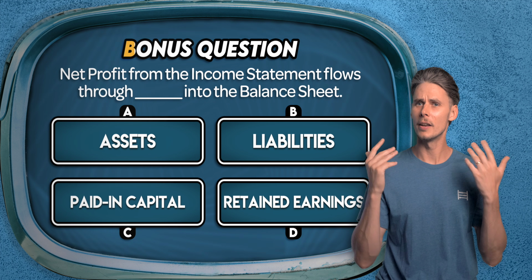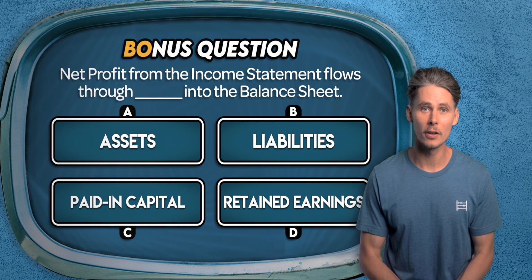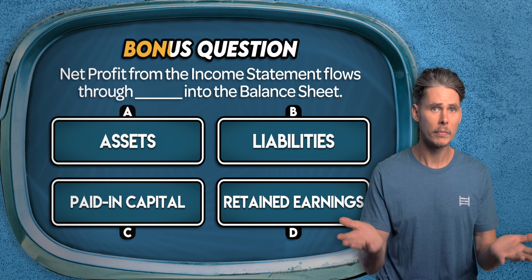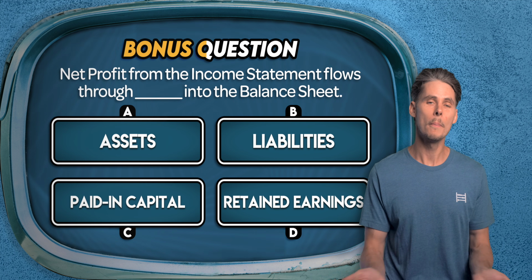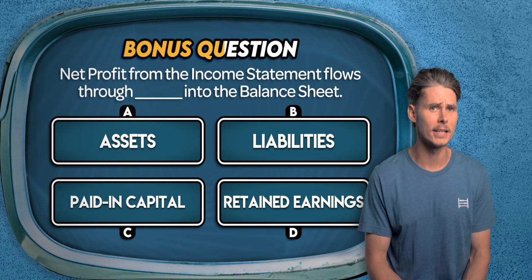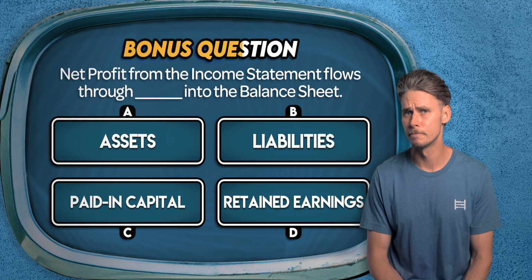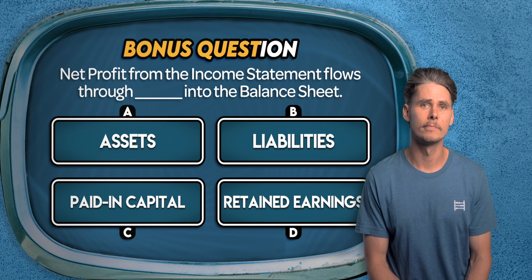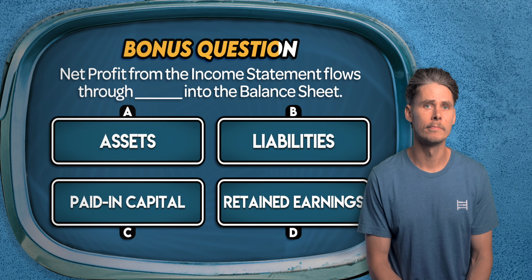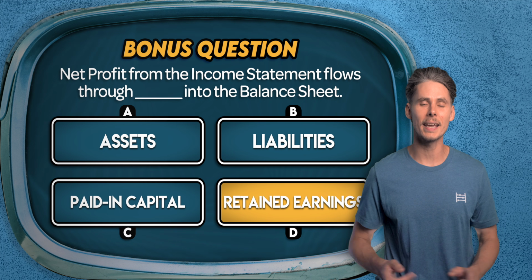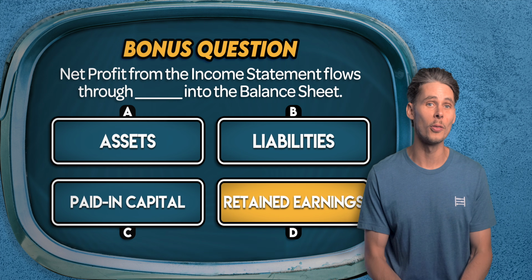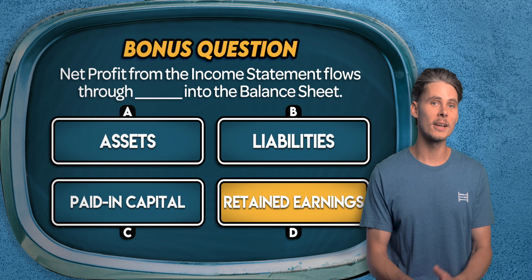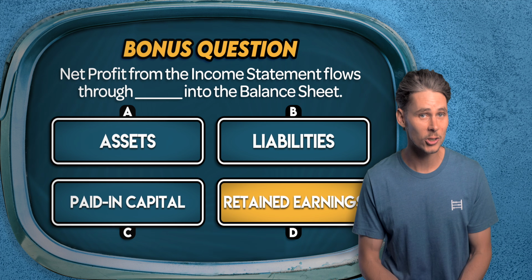Bonus question. Net profit from the income statement flows through into the balance sheet. Is it assets, liabilities, paid in capital, or retained earnings? It's D. Net profit increases retained earnings, which is a component of equity on the balance sheet. That's how the income statement connects to the balance sheet.